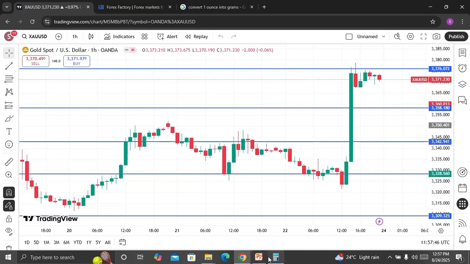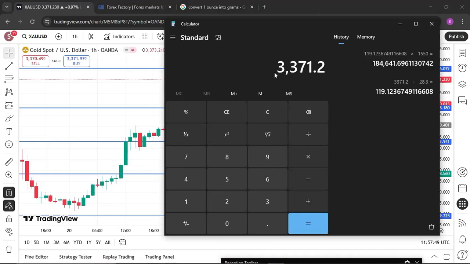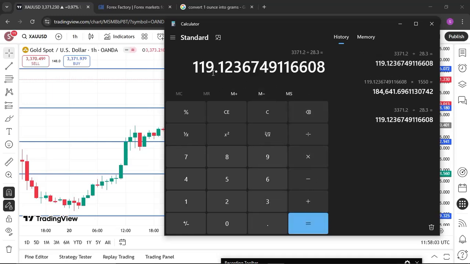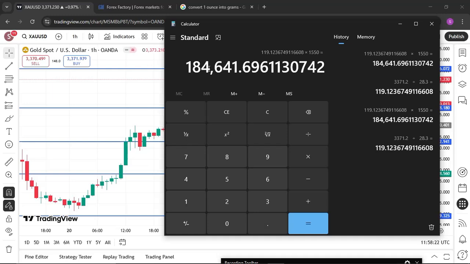3,371.2. That is the price of gold, which is 24 karat and 1 ounce. Now 1 ounce divided by 28.3. This is the amount of 1 gram of gold in dollar, $119. Now convert this dollar to naira. Times 1,550. This is my assumption of dollar rate because I know it's within this range. 184,641. Go and ask anybody.